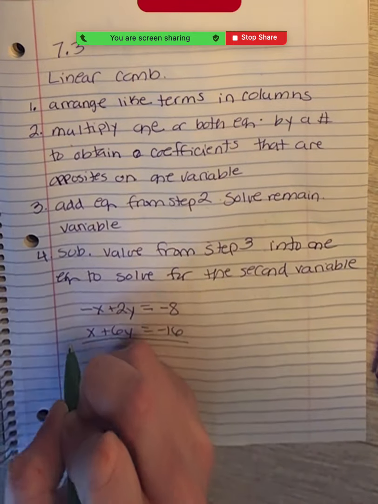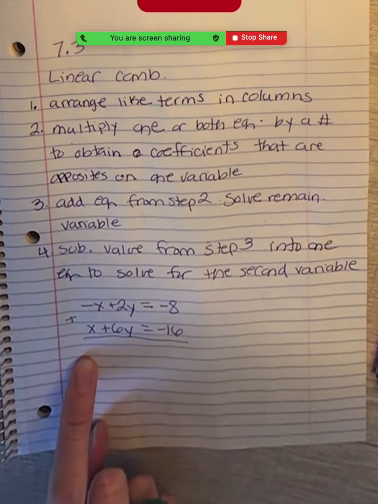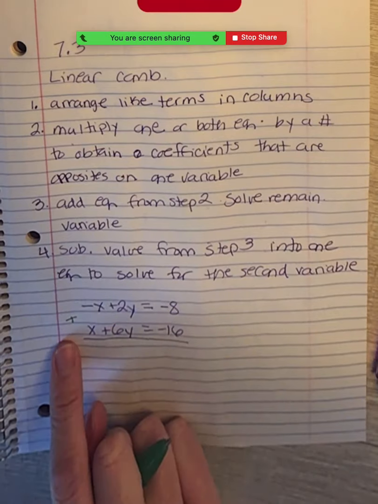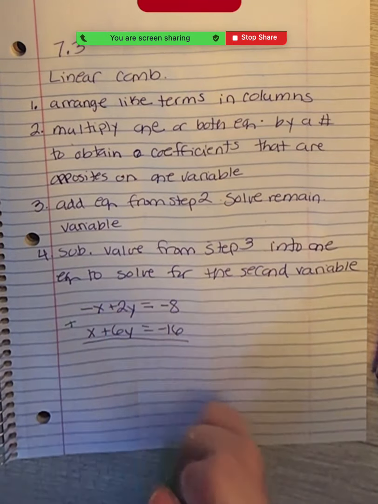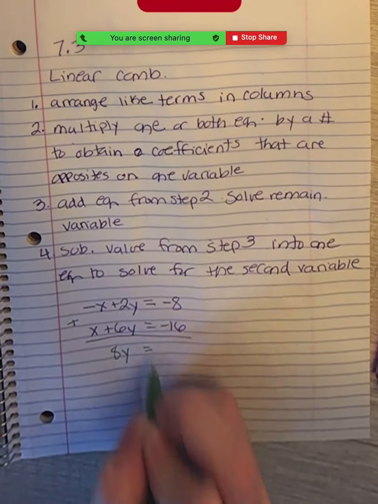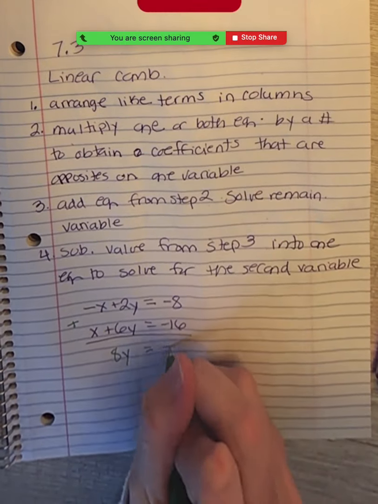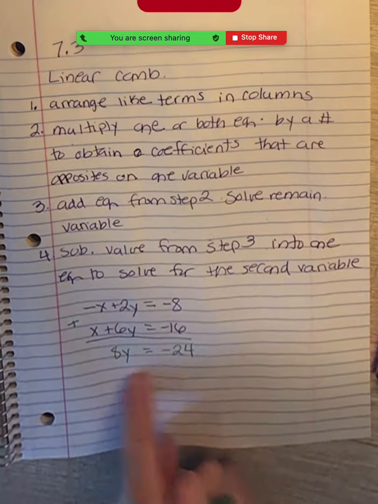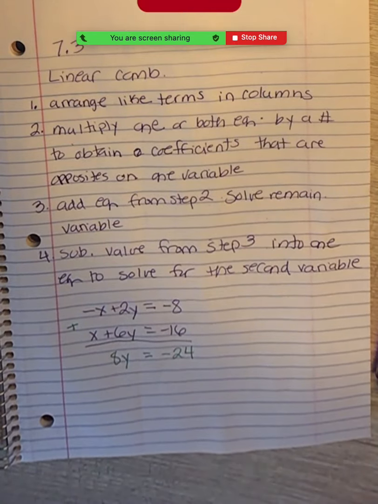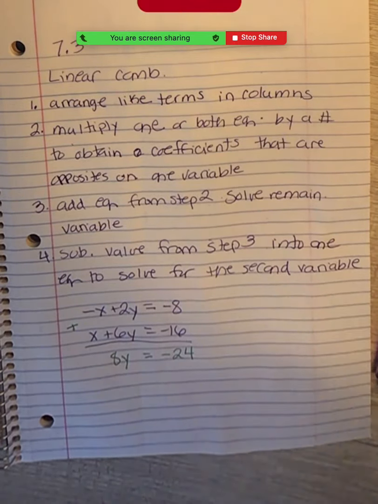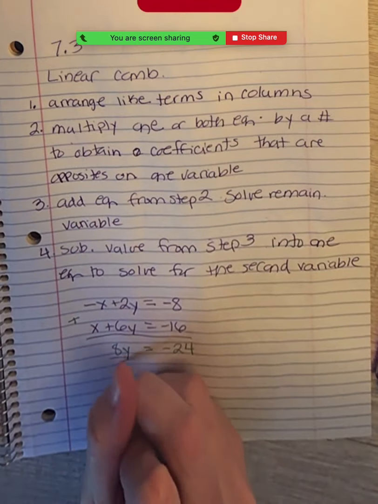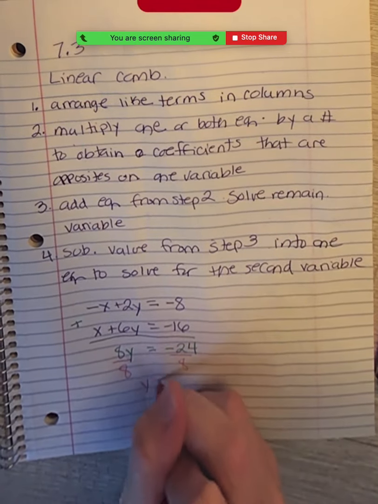The third step says to add these together. So negative x plus x is 0. 2y plus 6y is 8y. And negative 8 plus negative 16 is negative 24. So I have one equation left with one variable. Now I'm going to solve it for y, so I divide by 8, and I get that y is negative 3.